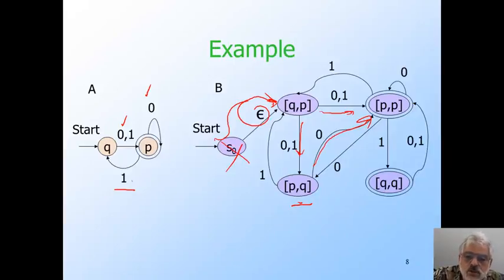We'll leave the rest of the transitions to you, but notice that the two accepting states of B are PP and QQ, those with identical states in the two components.